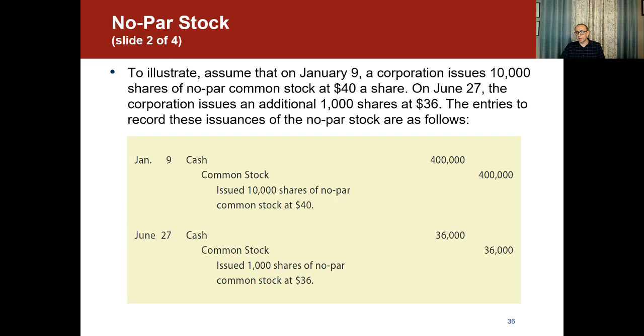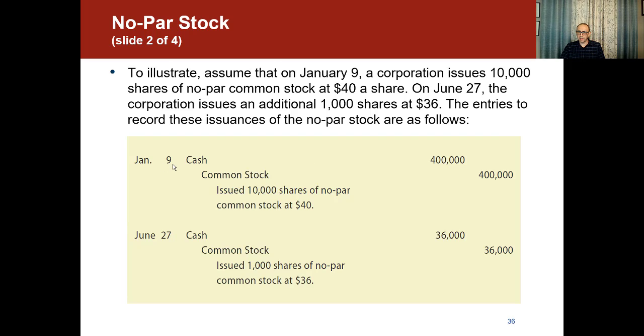Assume that on January 9th, a corporation issues 10,000 shares of no par common stock at $40 a share. On June 27th, the corporation issues an additional 1,000 shares at $36. The entries to record these issuances of the no par stock would be very simple because we're not going to think too much. We're going to record the common stock based on the selling price and record the cash based on the selling price, which is very simple.